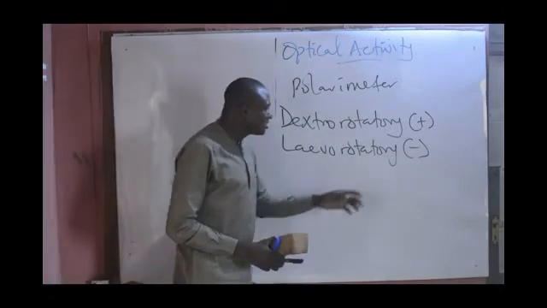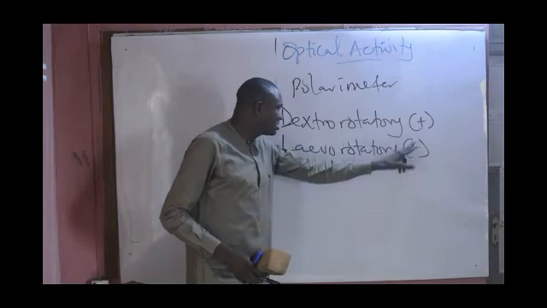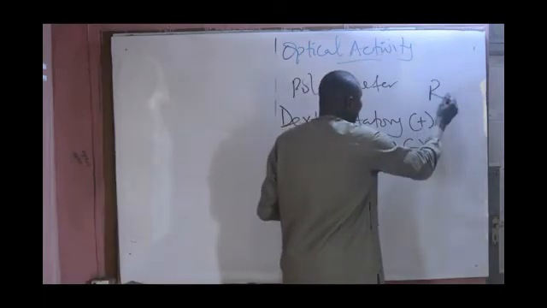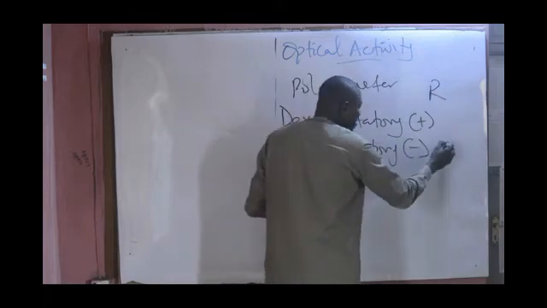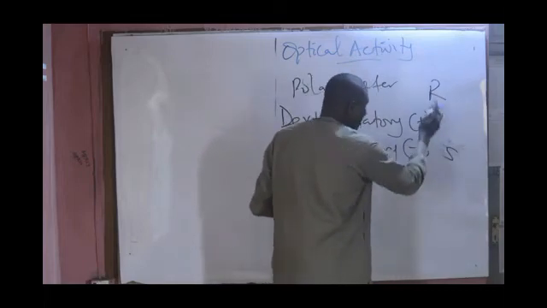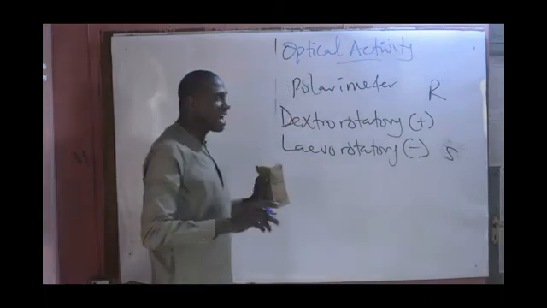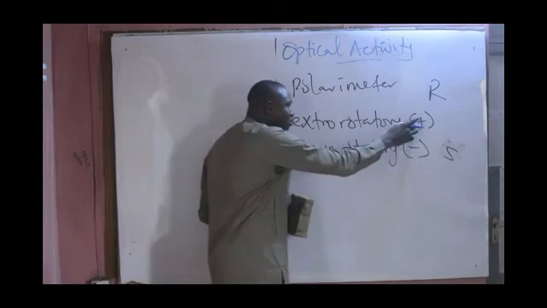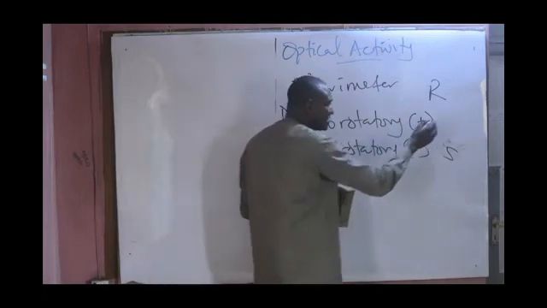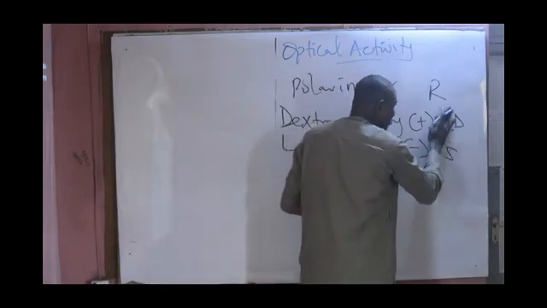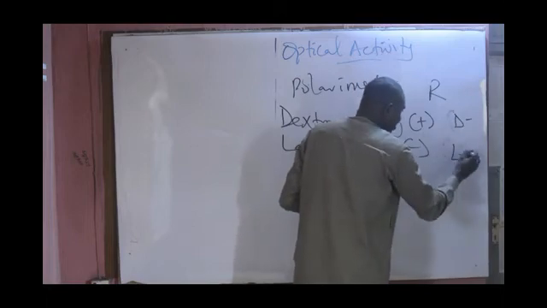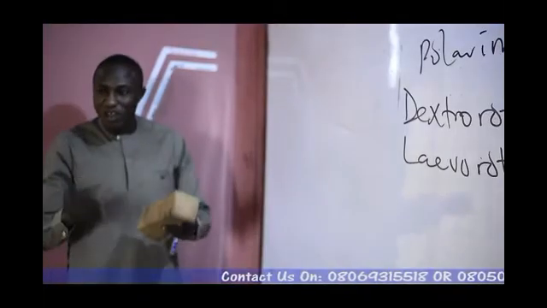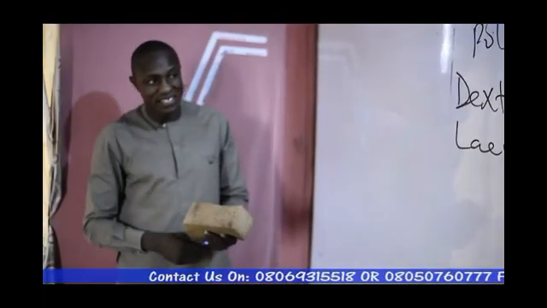Please do not mistake this sign for the configuration R and S. Plus never means R, while minus never means S. The R and S indicate the configuration, how the groups that are attached to the chiral center are arranged. While the plus and minus, which can also be represented as D or L, represent the direction of rotation of that enantiomer when placed in a plane of polarized light.